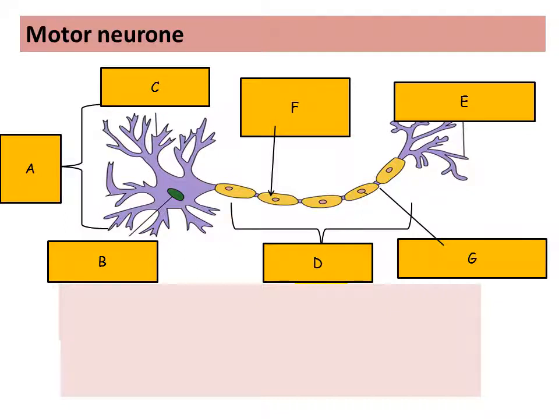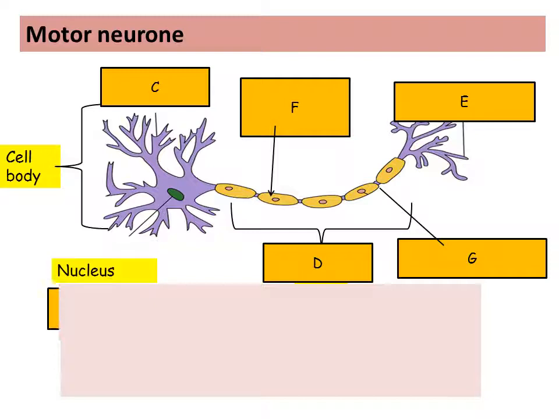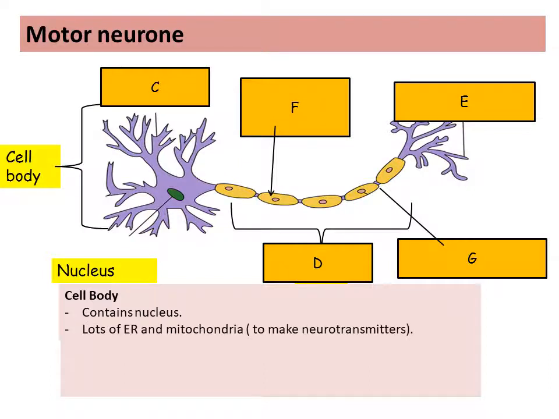The first neuron we're going to look at in more detail is the motor neuron. We have a cell body here on the left, and this is the purple structure you can see, and in the centre we've got the nucleus, which is also labelled. So a little bit about the cell body then. It contains the nucleus, which means therefore that's going to control the activities of the cell, just like it would do in any cell. There's lots of endoplasmic reticulum and large numbers of mitochondria.